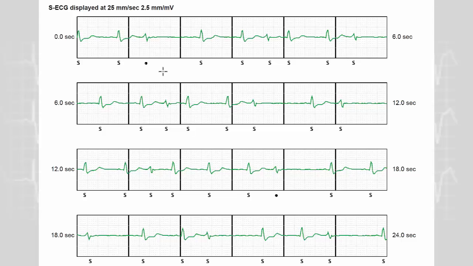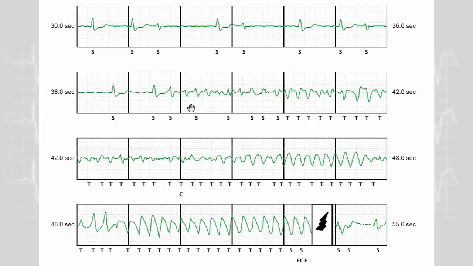Now if you look at the tracing, you can see that the patient is in atrial fibrillation with some PVCs. You can see that most of the markers are labeled S. There are a few dot markers corresponding to the PVCs because there is a suspicion of oversensing.